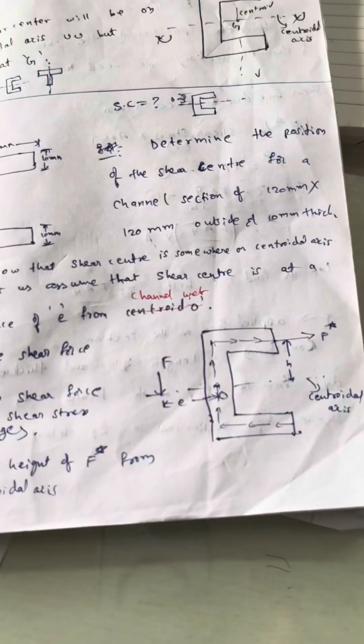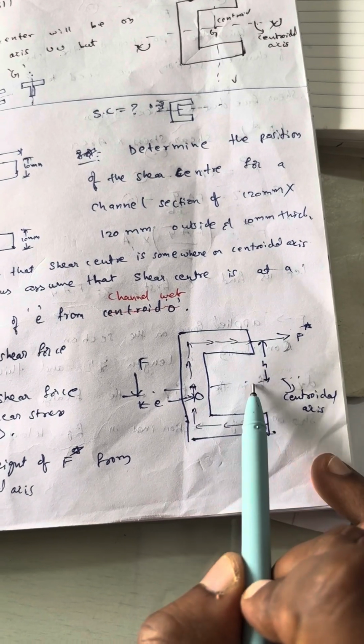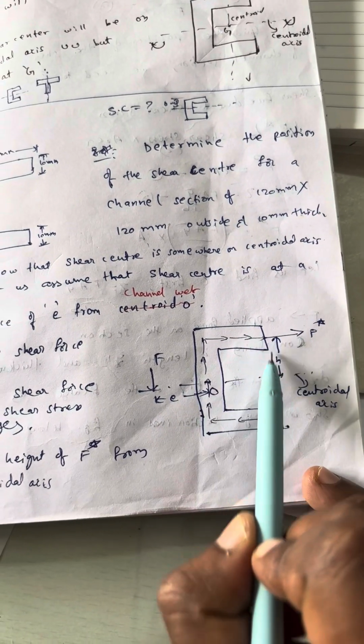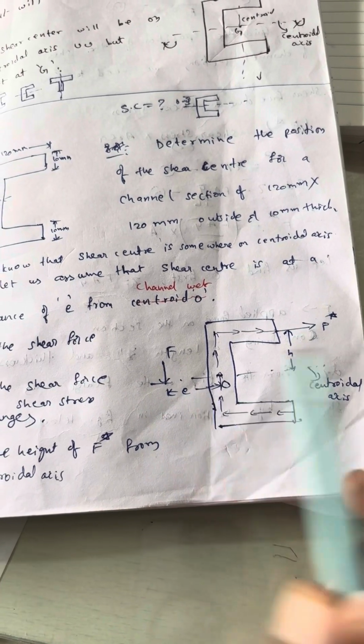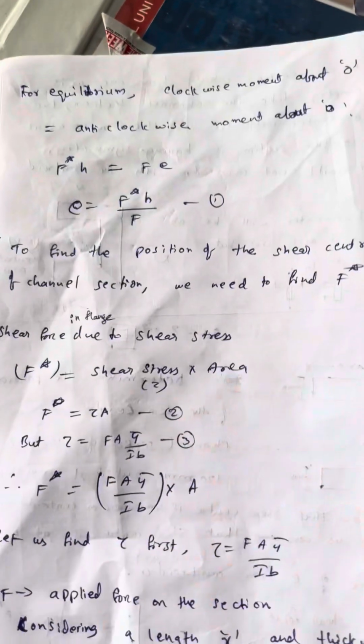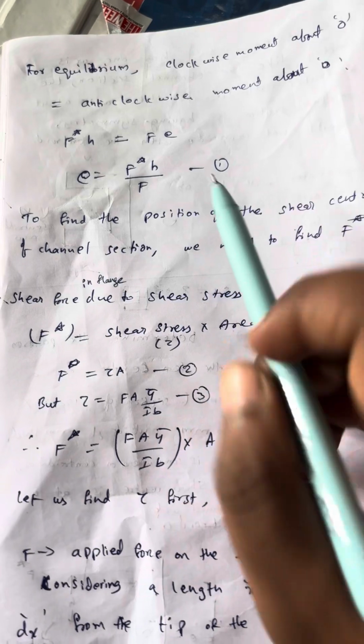So here, clockwise moment F star into H. F star into H is equal to F into the perpendicular distance e. So F into e equals F star into H. From here, e equals F star H by F. Let this be equation number 1.